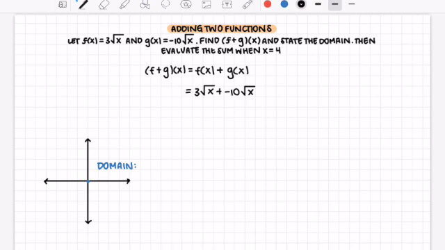Once I do that, I'm just going to be simplifying. So if I have 3 times square root of x and negative 10 times the square root of x, I can combine them together. The positive and the negative turns into a negative sign. And since they have the same square roots, I can combine them as like terms or like roots. So 3 minus 10 equals negative 7 square root of x. Once I do that, I can identify and state the domain.